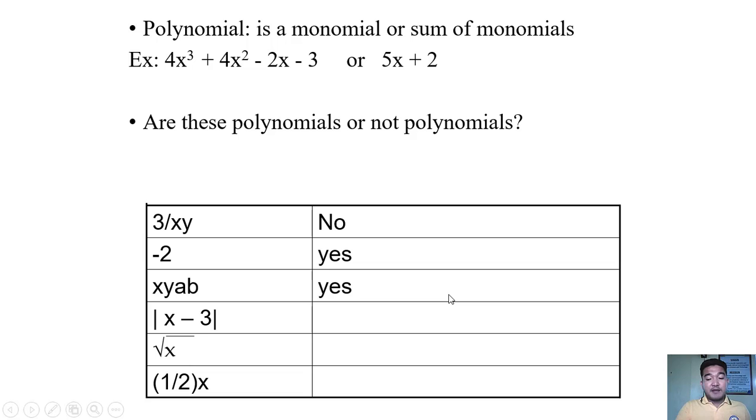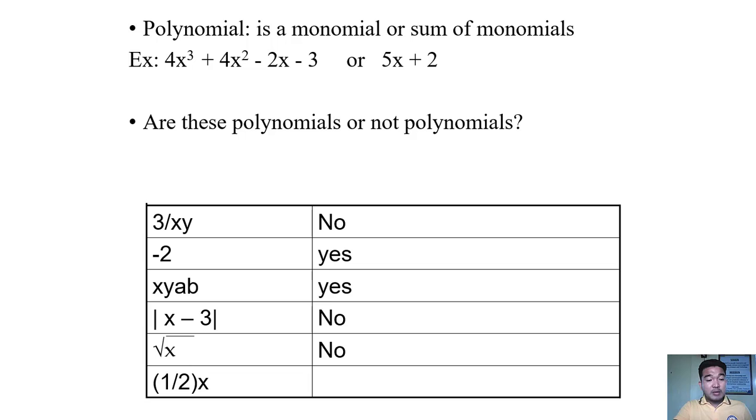Next, we have the absolute value of x minus 3. So, kung may absolute value, hindi siya polynomial. Ganun din, kung meron siyang radical, hindi siya polynomial. Kung merong radical, meron tayong unknown variable, letters, no, na nasa ilalim ng radical, then that is already not a polynomial unless the unknown variable is perfect square na nasa loob ng square root, perfect cube na nasa loob ng cube root. Pwedeng i-simplify, pwede siyang maging polynomial.